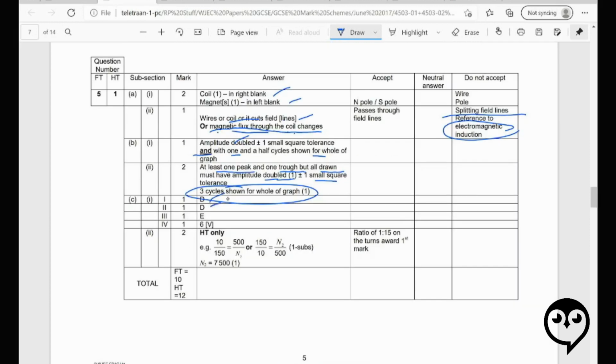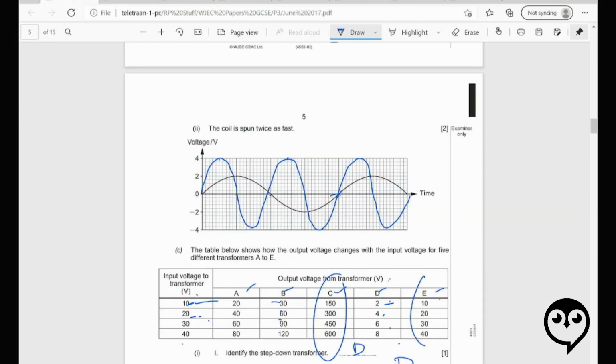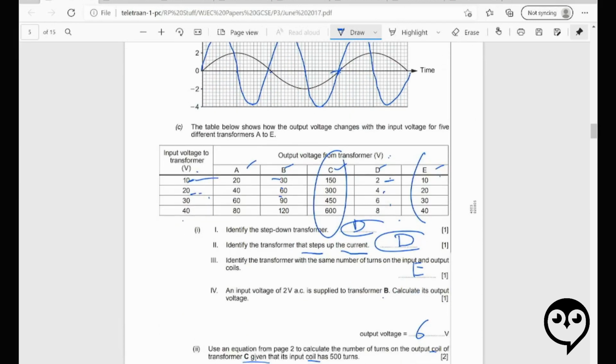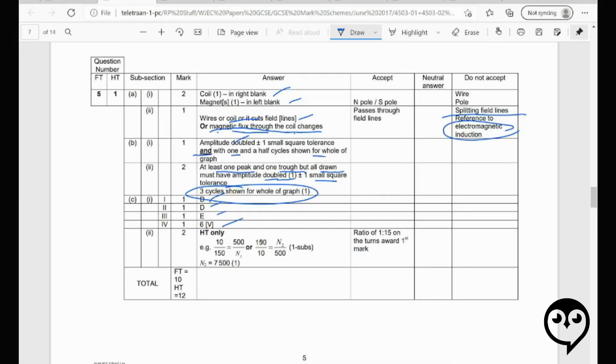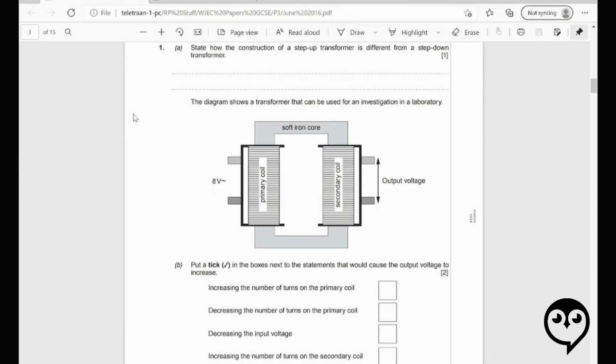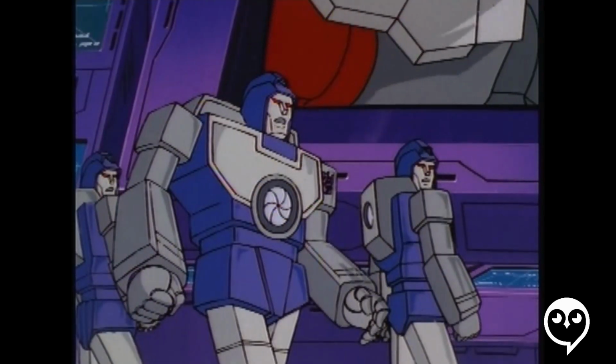D, D, E, very good. I was a little curious about this steps up the current, but that's the step down transformer. And we had said 6, and we said 7,500. Lovely. And I've got one more transformer question here. I think that's enough.